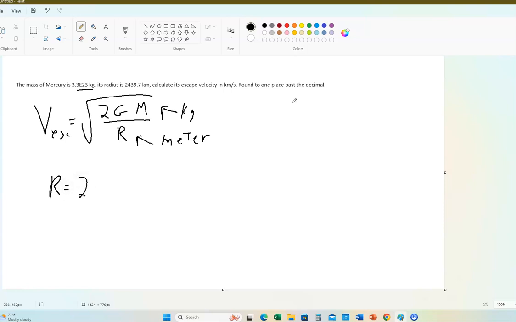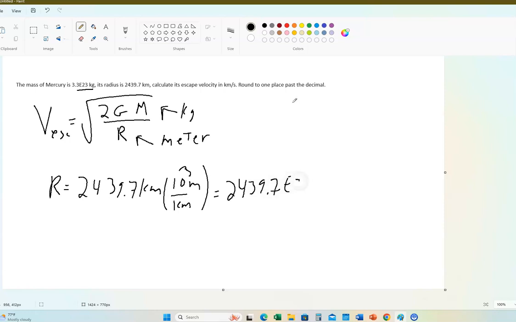So it's 2439.7 kilometers, and we know that in 1 kilometer there are 10 to the 3rd meters. Sorry, that doesn't really look like a 3. So this becomes 2439.7 E3 meters. Now we use that number right here, and we use the same here. Let me just write it.